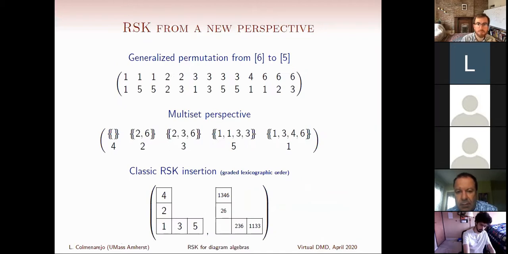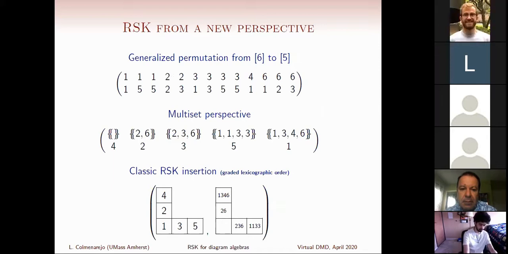So what we did in this paper was to introduce a new perspective, because we wanted to do it for sets. So a multi-generalization, from 6 to 5. So on the top row, I have entries from 1 up to 6. And on the bottom, I will have entries from 1 up to 5. So what we will usually do is insert these columns, first the 1, then the 5, and so on. What I want you to do is to change your mind to a multiset perspective.